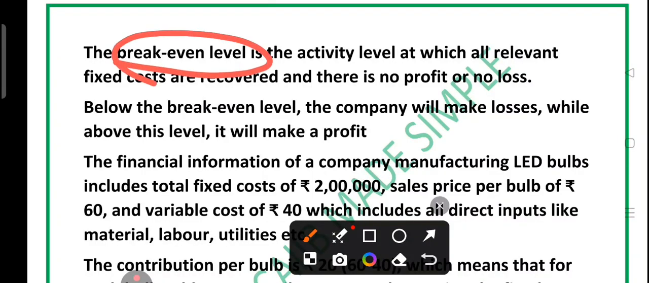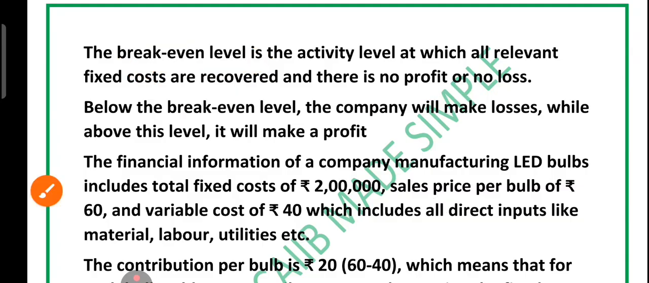It means all fixed costs have been recovered, no profit, no loss. Below this level, losses; above this level, profit. That is the break even level. Think of it like a finishing line. Until you cross it, you are just running to catch up with the expense. Once you cross it, every extra unit sold starts adding to the profit, right? You can think of it like running an event.